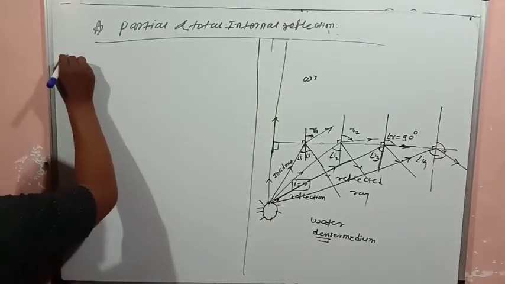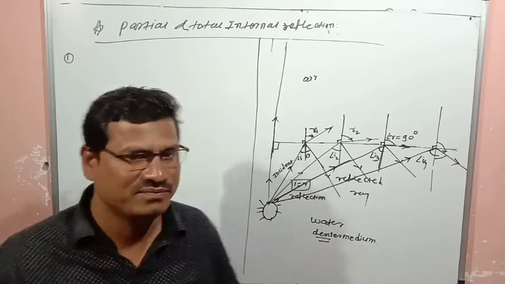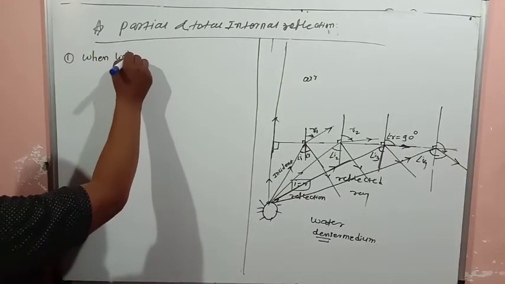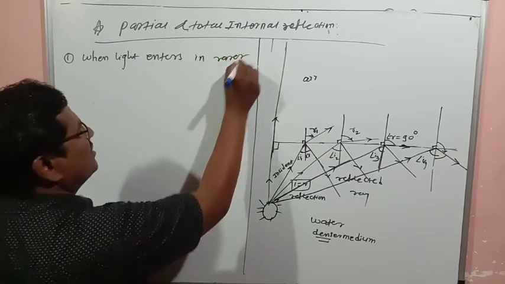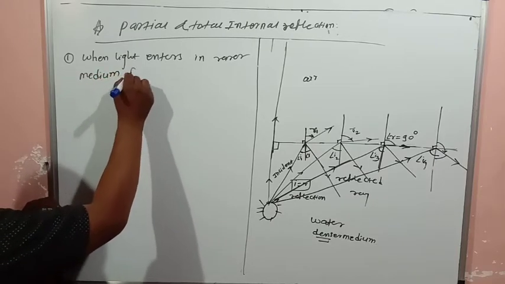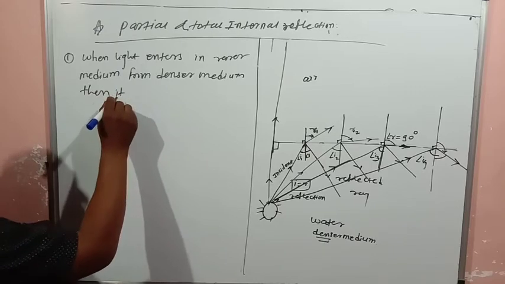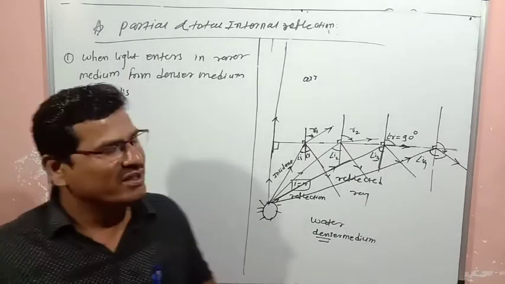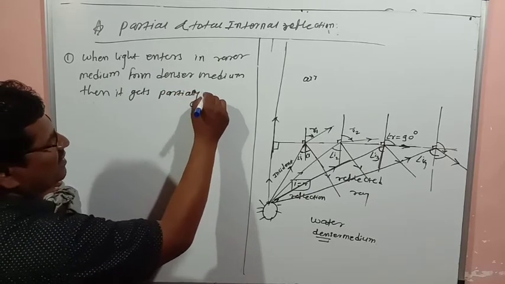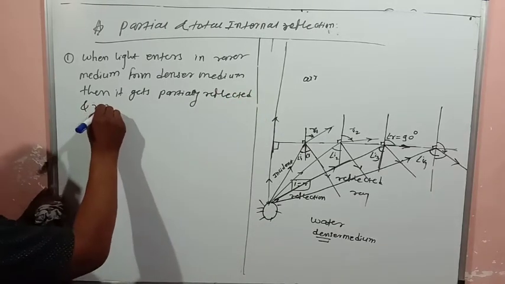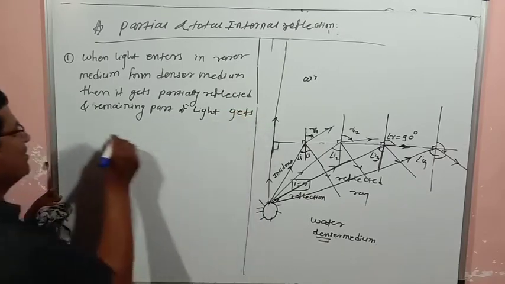So the points we'll see. The first point is, when light enters from a denser medium to a rarer medium, then it partially gets reflected, and the remaining part of light gets refracted.